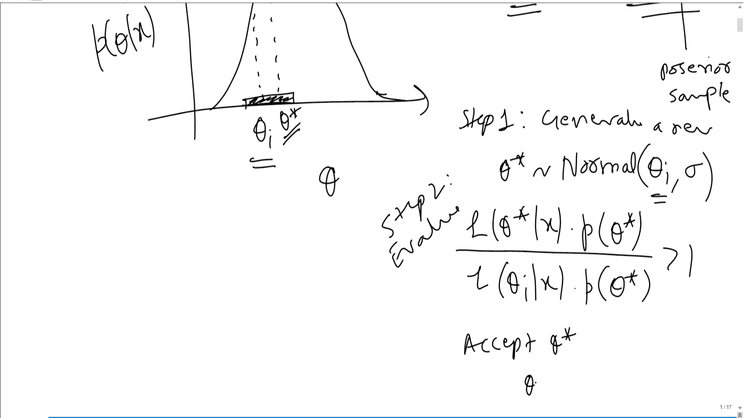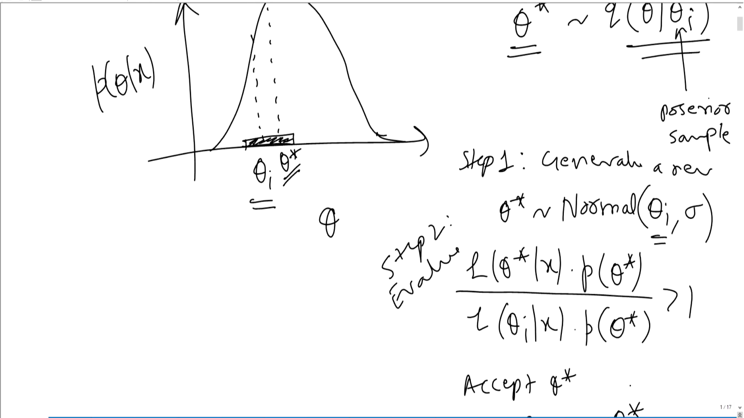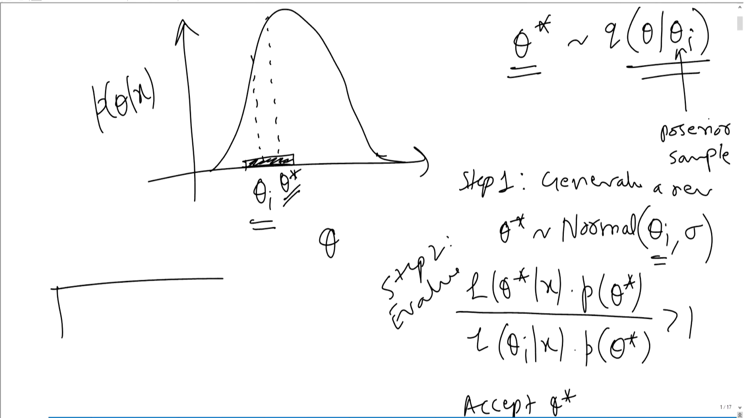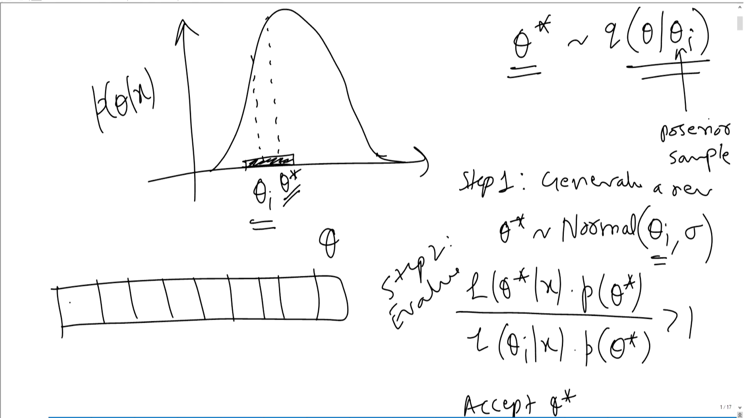So, basically in your Markov chain theta i plus 1 becomes equal to theta star. So, basically you update the chain. So, the new placeholder in the chain gets this proposal theta star, right. And you begin this process by initializing a Markov chain. So, you start with an empty Markov chain, you initialize this Markov chain with some value of the parameter, let us say theta 1.